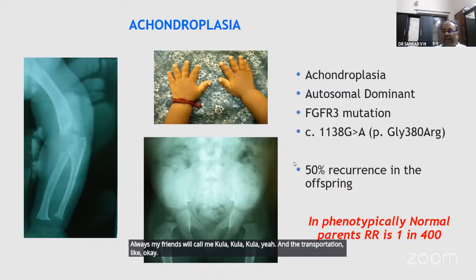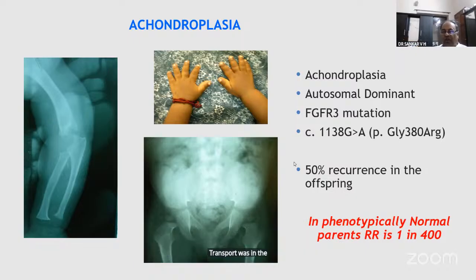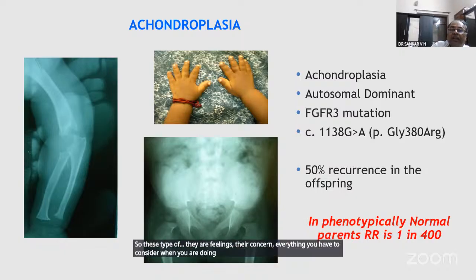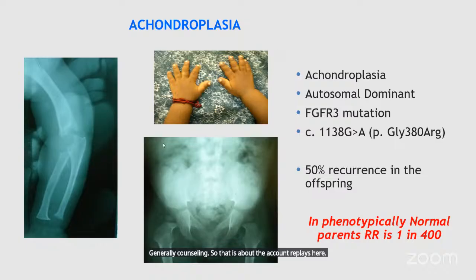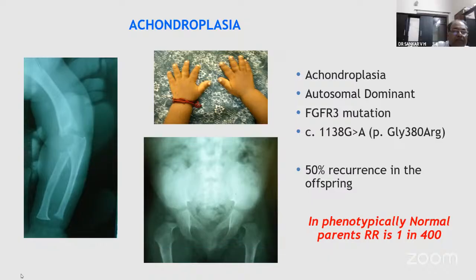because as we know, the transport bus has a high step, and a person with achondroplasia cannot get into that. So these types of feelings and concerns, you have to consider when you are doing the genetic counseling. So that is about achondroplasia. Any doubts?